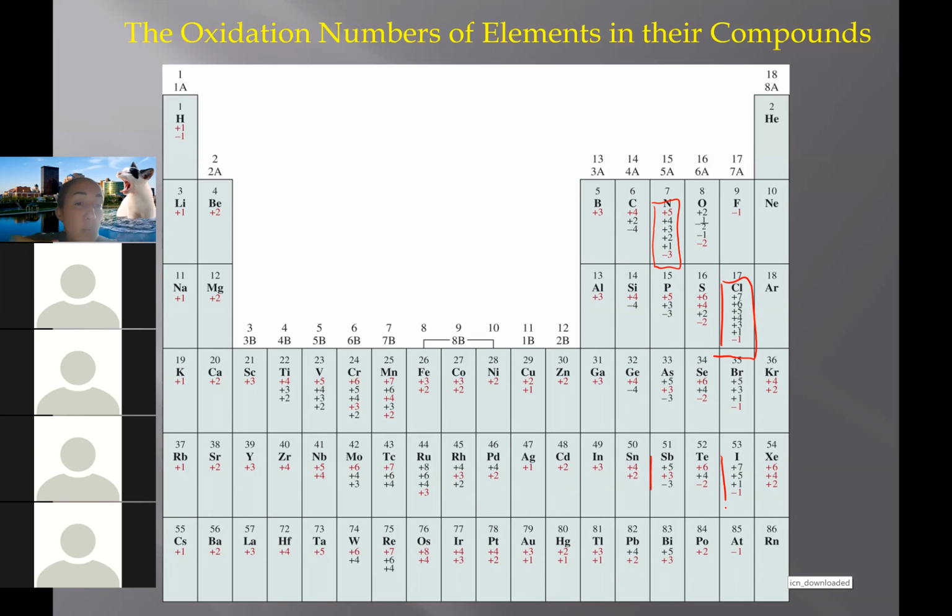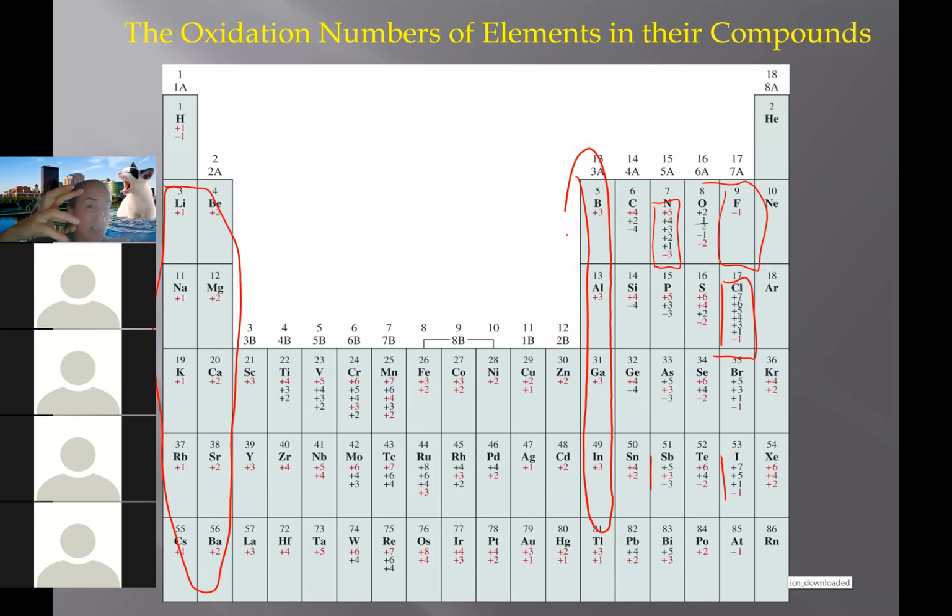But then look at the ones that are always the same. So the first 2 columns, always the same. Fluorine, like it said in the rules, always the same. Boron, everybody here mostly is always the same. So it's cool to know the trends, the ones that you always can count on and the ones that you always have to solve for. Do you guys understand?